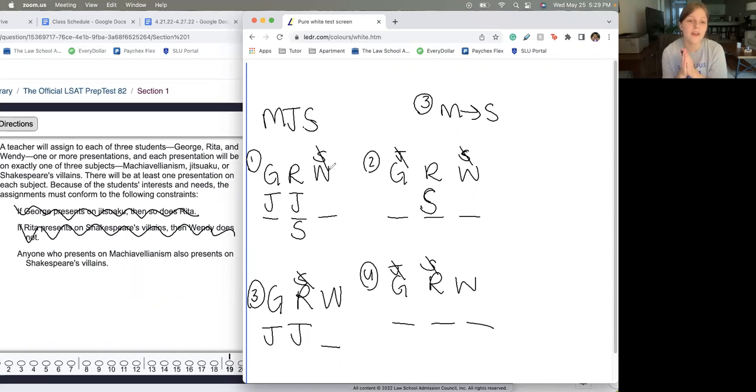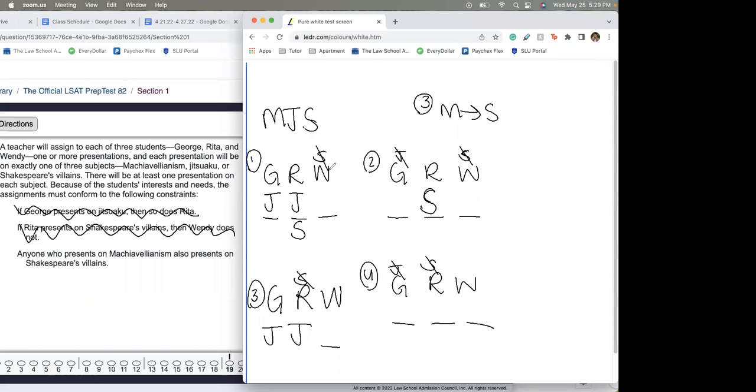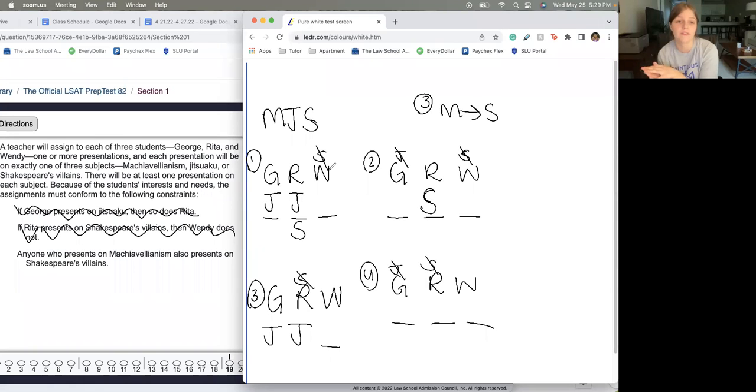And if we know that S can't go somewhere, that means we can't have M either, right? Because of our rule, if we have M, then we're going to have S. But if we can't have S, there's no way we could have M. Does that make sense? I'm going to take that as yes.